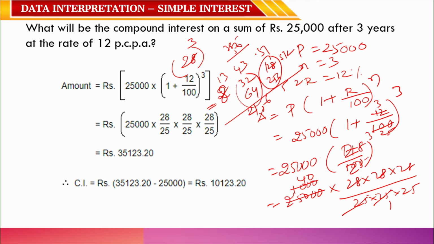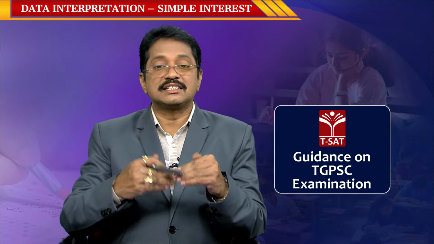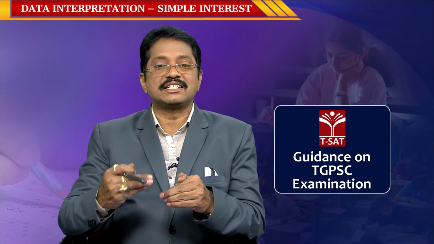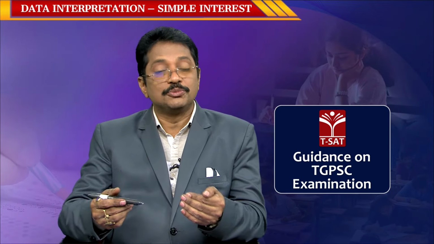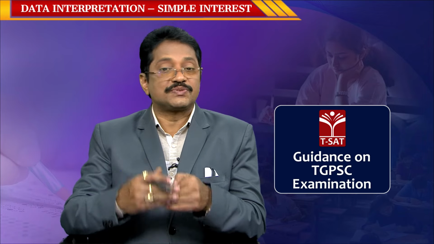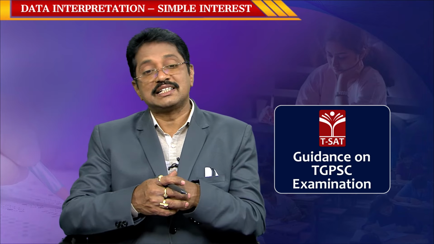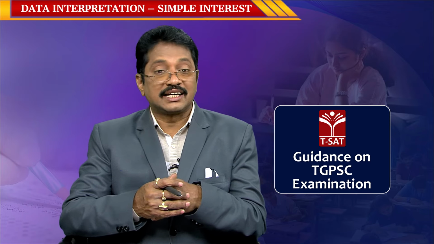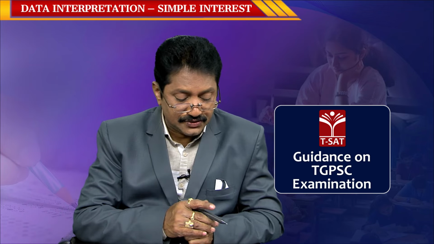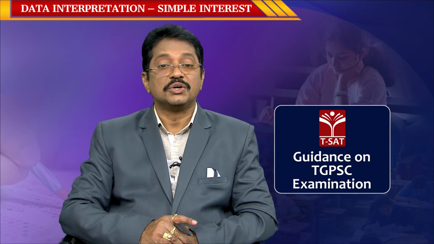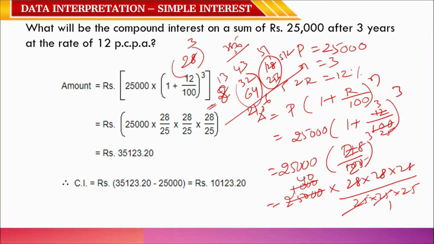See, when you practice the simple tricks in the calculation of finding cubes, cube roots, squares and square roots, when you use all these things, definitely it will become very simple for you to get the answer, correct. So after calculation of this, you will get 35,123 rupees 20 paise. So this is the total amount.